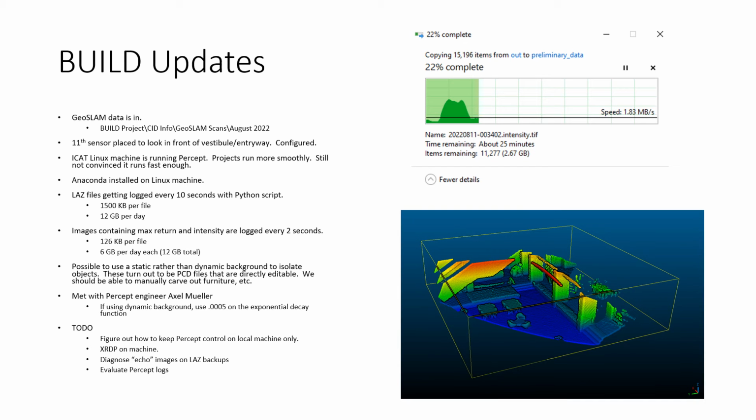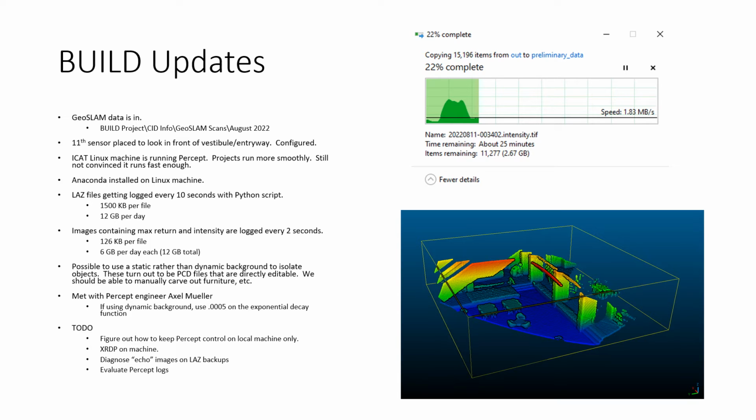All right. As usual, lately, most of my time is spent on the build project. The big higher level summary is here. There's too much to get into a lot of these details, unfortunately, because I would like to commit these to the log. But we did get the GeoSLAM data in. I'll show some images of what that looks like. We got an 11th sensor placed in front of the vestibule entryway, and it's been configured.